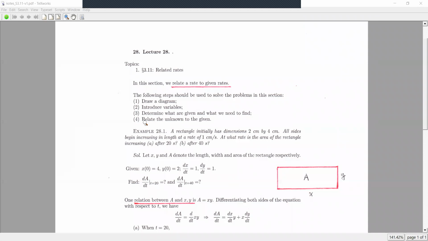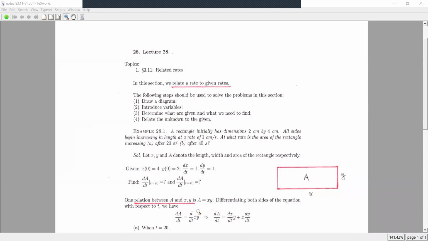Step 4. Relate the unknown to the givens. The unknown is derivative of the area. The givens are derivative of x and derivative of y. One relation between area, the length, and the width is a is equal to x times y. Now, take derivative with respect to the time t on the both sides of this equation. Then I have this equation.